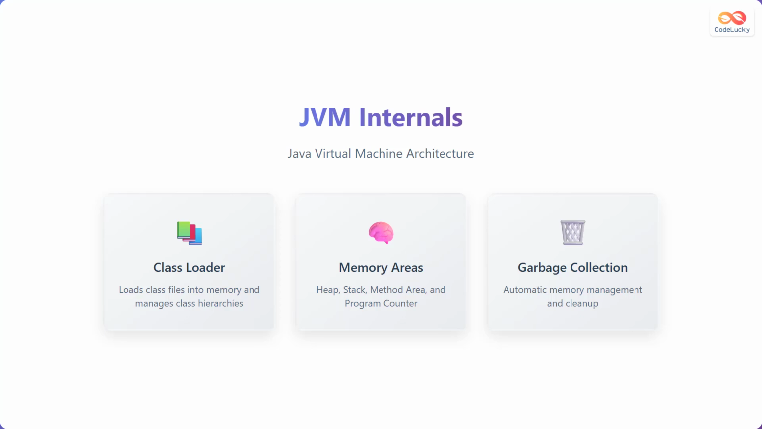Memory areas include several regions. The heap stores object instances and arrays. The stack stores method call frames and local variables. The method area stores class-level information, and the program counter keeps track of the currently executing instruction. Garbage collection is the automatic memory management system that reclaims memory occupied by objects that are no longer reachable, preventing memory leaks.